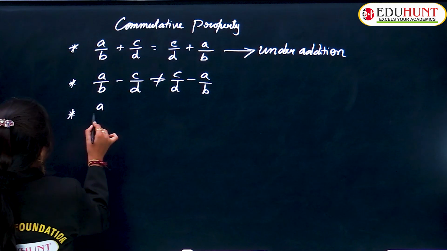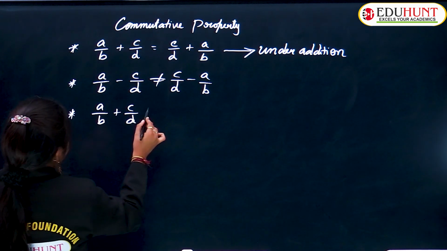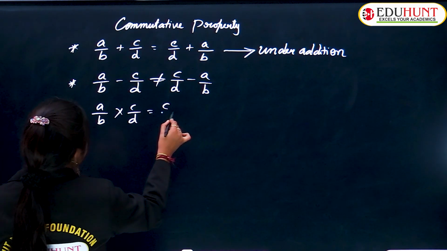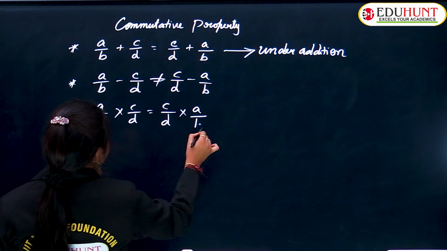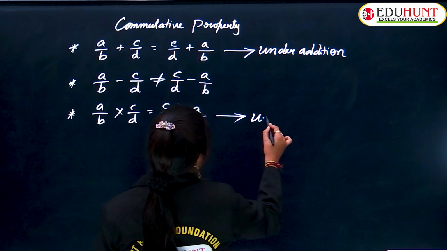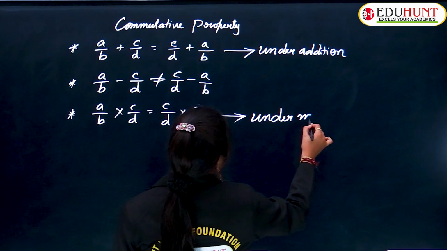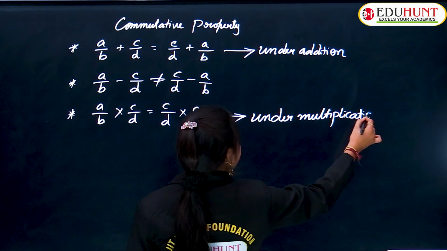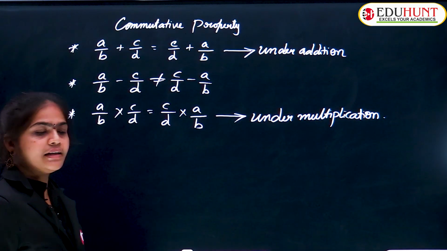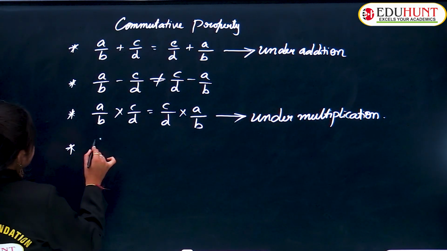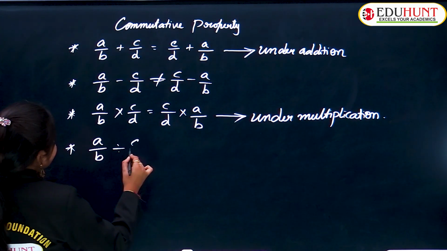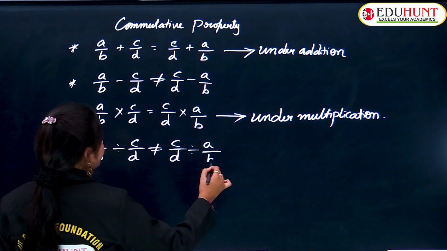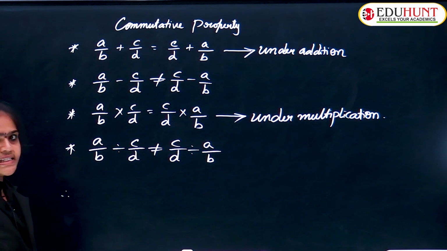And here A by B into C by D is equal to C by D into A by B. This is possible, no? Under multiplication. Clear? Yes. And the last one is A by B divided by C by D, not equal to C by D divided by A by B. Okay. From this, what can we say here?